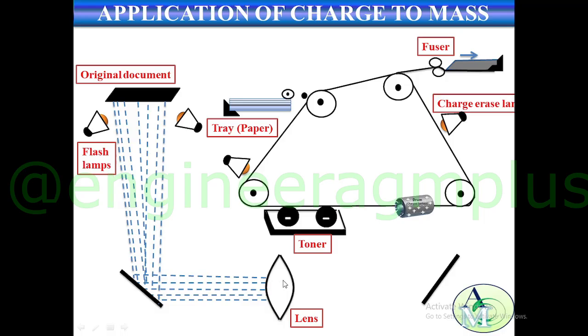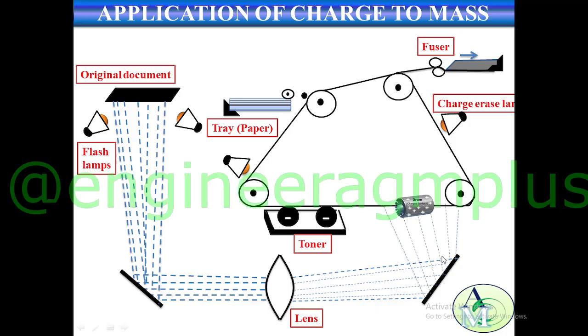Then this image is reflected on another mirror, which then directs the image onto the drum. Here we have the drum, right? Of course, yes, the drum initially was positively charged using a corona wire. Why is the drum positively charged? Remember, we use red for positively charged particles in this lecture. This uniform positive charge covers the entire drum surface.